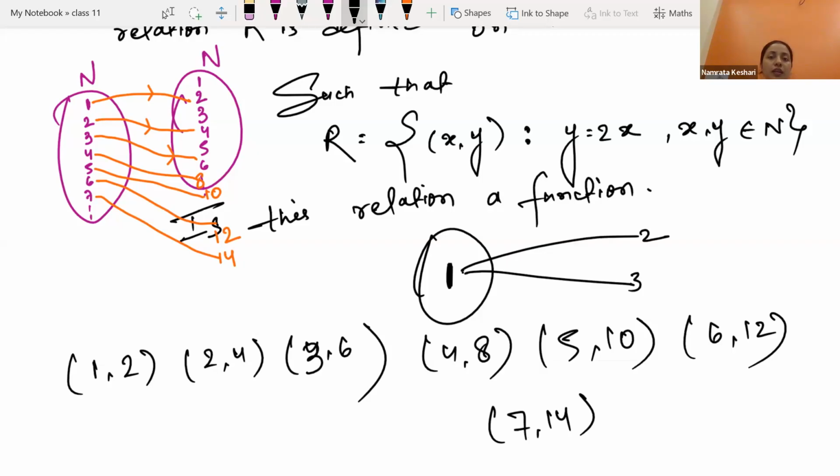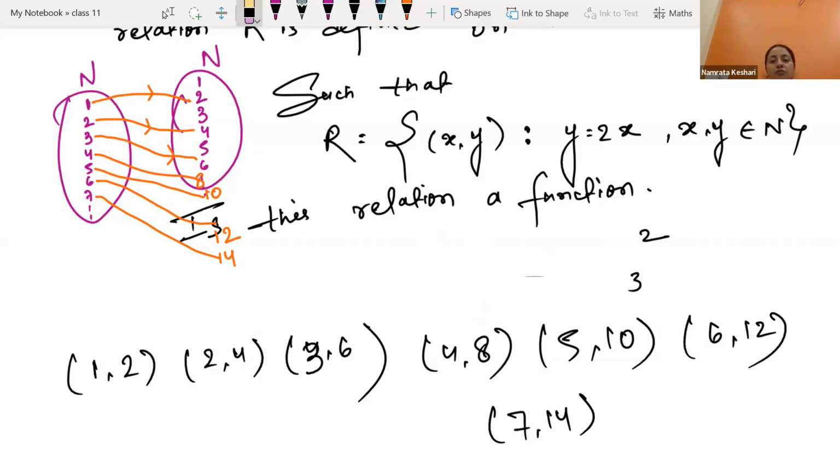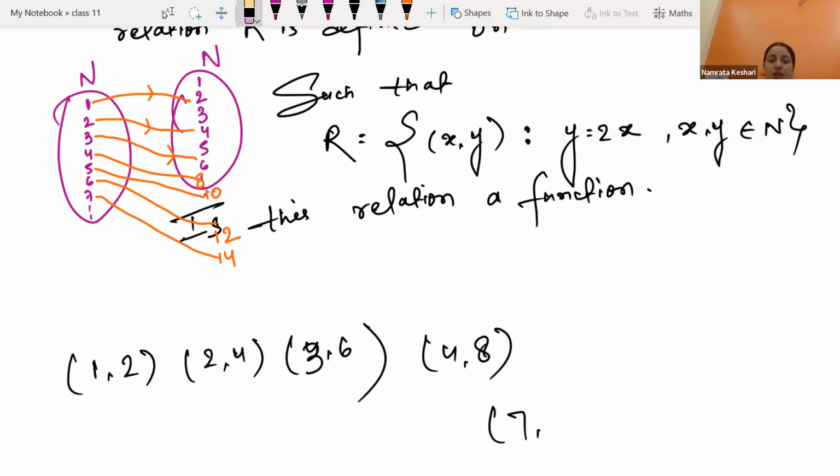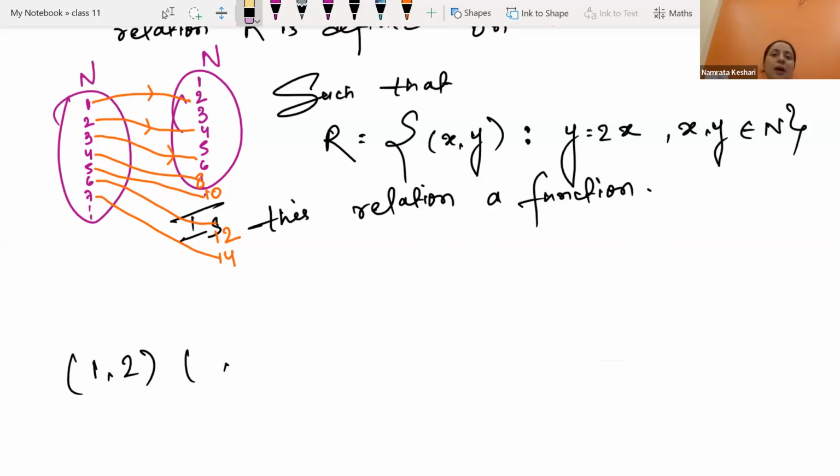Are you getting it? Yes, ma'am. Always, all the ordered pairs will not be in front of our eyes, but we need to understand it this way so that even though we have an infinite set, we can still see the pattern and figure out whether it is a function or not. Yes, Manvi, Mariam, Neha, is it making sense to all of you? Yes.